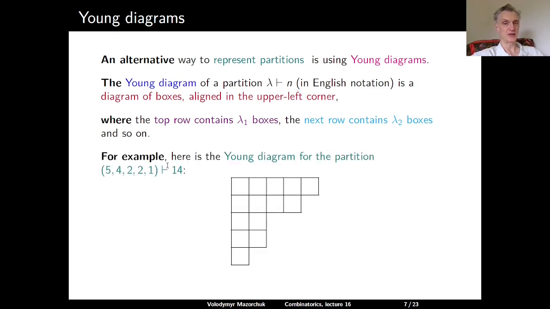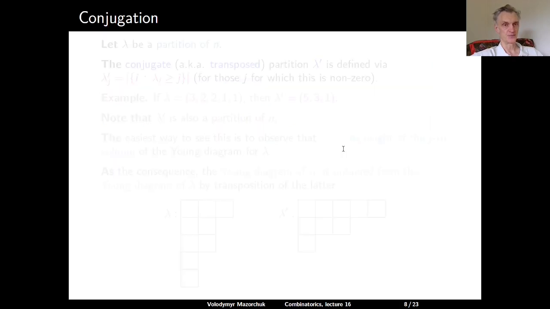So for example, the Young diagram of the partition 5, 4, 2, 2, 1, that's a partition of 14, is the following diagram. We have 5 boxes in the first row, 4 boxes in the second row, 2 boxes in rows 3 and 4, and 1 box in row 5. This is the Young diagram of this partition.